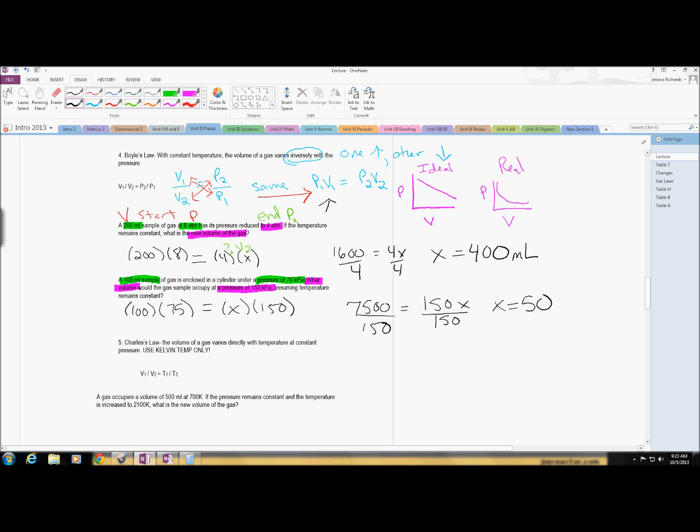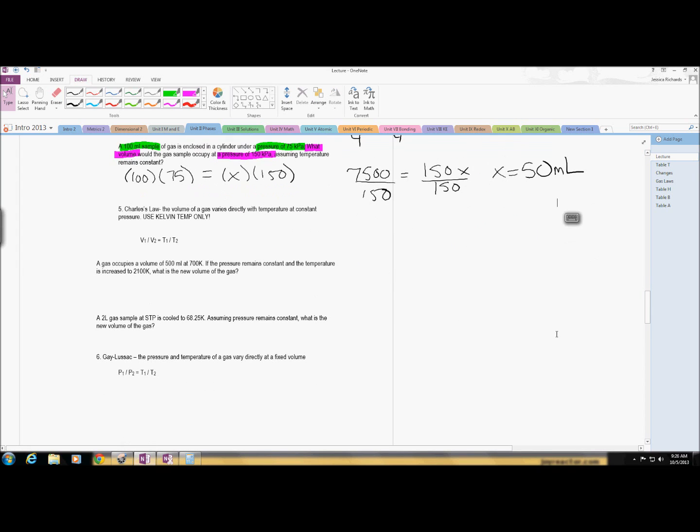What was I looking for? A volume. They started with milliliters, so this must be in milliliters. And then I say, does this make sense? They've increased the pressure. So if it's an inverse relationship and they increase the pressure, my volume should go down. Increased pressure, decreased volume. So I look, and yes, it went from 75 to 50. The volume went down. This must be okay. I must have done the math correctly. All right, on to Charles's law.